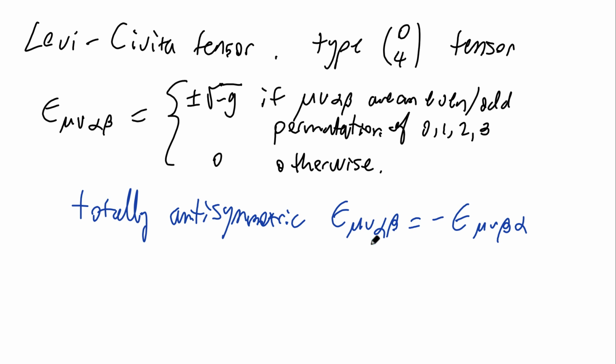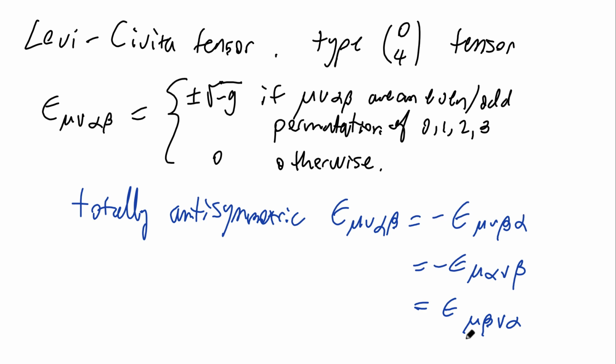I could also swap the indices nu and alpha and again switch the permutation from even to odd or from odd to even and pick up a minus sign. I could also write epsilon mu beta nu alpha. Now in this case, to get this index pattern, I've had to move beta. I've had to switch beta with alpha and then switch beta with nu. So there are two pair interchanges, so there are two minus signs. So this is a plus sign here.